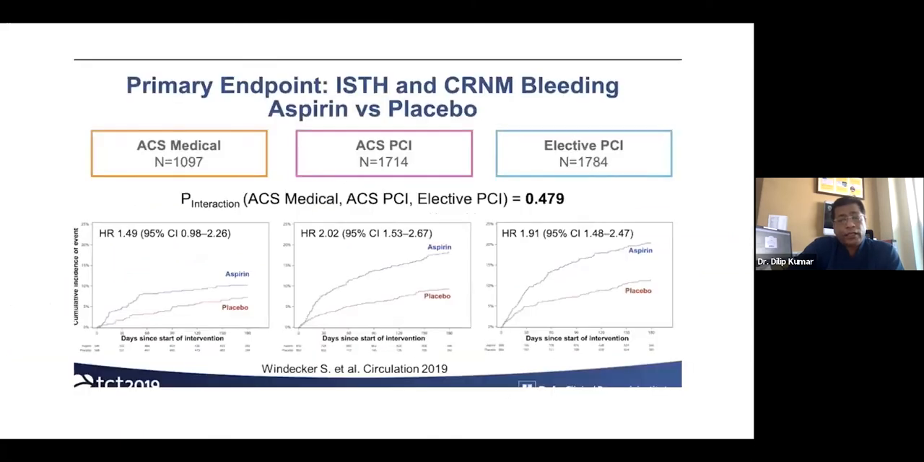And it was seen across all patients, whether the patients were medically managed, or underwent PCI, as we discussed, which is our topic, or the patients who were having elective PCI after some time. So there was no difference. Every time, in all the strategies, the bleeding events were lessened.